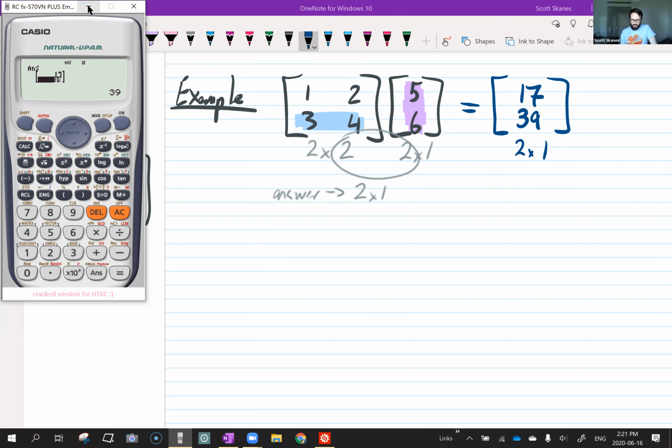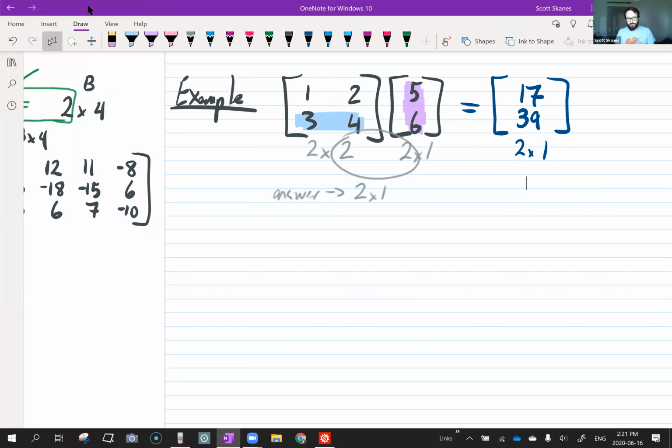Right? So this is how we do those things on the calculator. Hopefully it's clear to you. I'm going to go ahead as if it is.